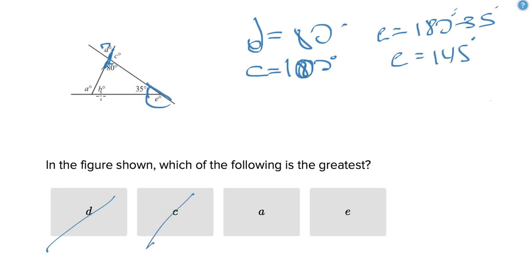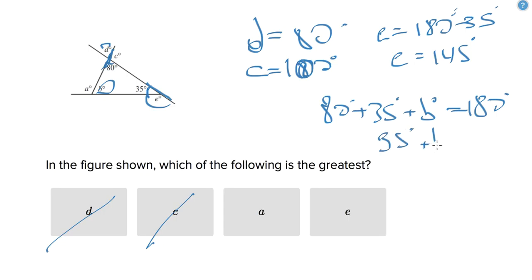Now we're just comparing E to A. Well, to figure out what A is, we're going to need to find what the value of B is. We know all the angles inside a triangle add up to 180. So 80 degrees plus 35 degrees plus B degrees equals 180 degrees. So now we can just subtract 80 from both sides. So we end up with 35 degrees plus B degrees equals 100. And now subtract 35 from both sides, so we end up with B equals 65 degrees. So that's going to be a lot smaller than E, but that's okay. That's what we expected. What is A going to be?